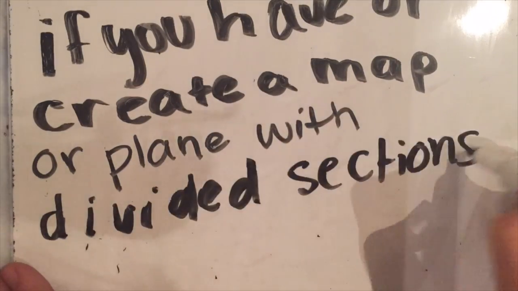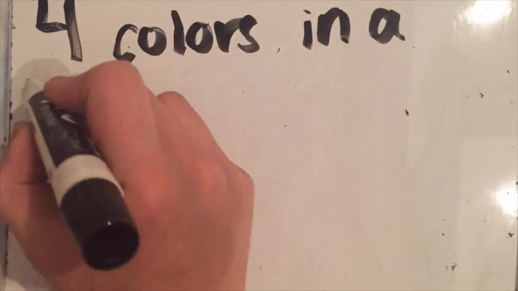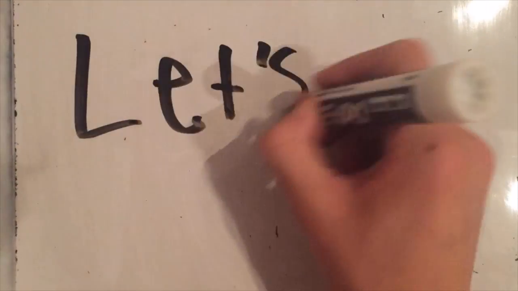If you have or create a map or plane with divided sections, the Four Colors Theorem states you should be able to color the sections with four colors in a way that no two sections with the same color share a common side. So let's get started. In this video, I'm going to show you many ways to prove the Four Colors Theorem. One of them I have right here.